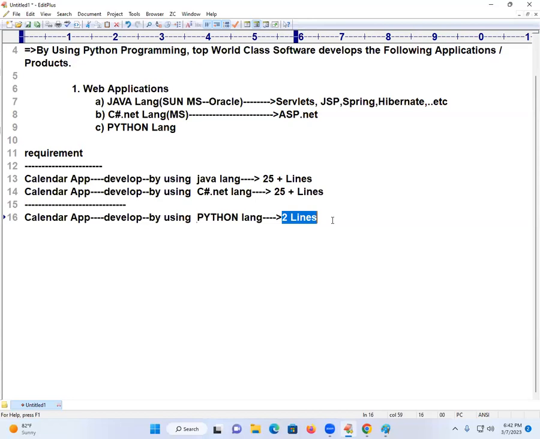So 2 lines of code, whether I write or you write or anybody writes, what is happening? A calendar application using Python is only 2 lines. Sir, what is the secret behind that? The secret behind writing fewer lines of code and getting more meaning is because of what? Libraries. So Python will provide less coding and more meaningful applications can be developed. More meaningful applications will be coming, due to libraries.